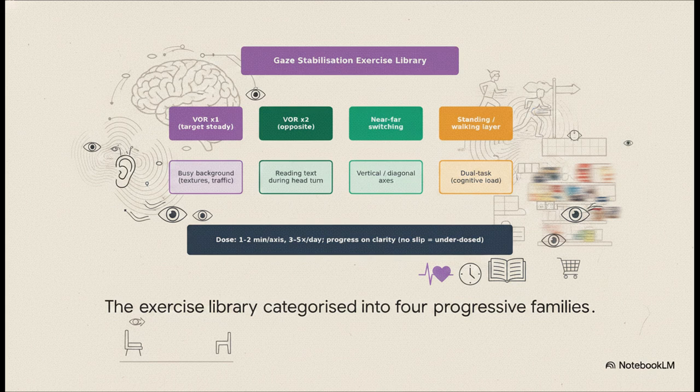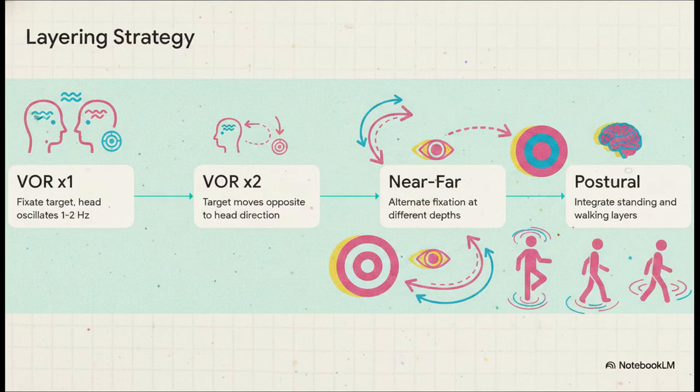On the foundational side, we've got adaptation exercises, like VORX1 and VORX2, which we use when the patient has some residual vestibular function. As we progress, we layer in variants, things like near-far switching and reading text while turning the head. And finally, we push into complex functional integration with busy backgrounds and standing or walking layers. It's basically a map that takes your patient from sitting quietly in a room all the way back to navigating a chaotic supermarket aisle.